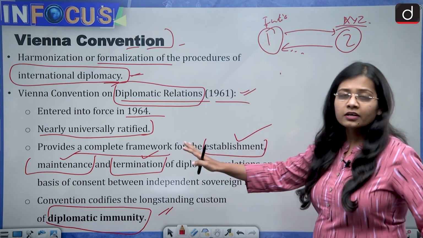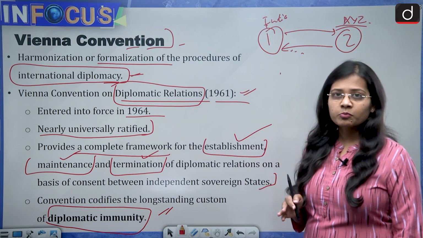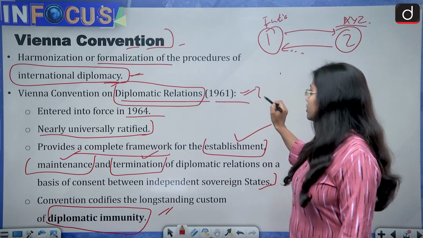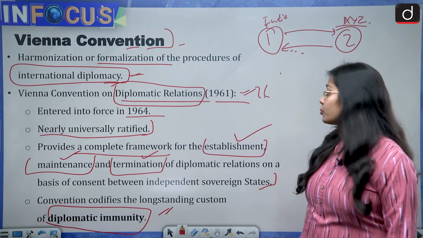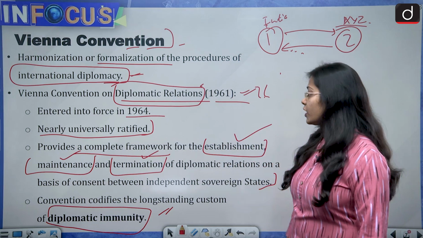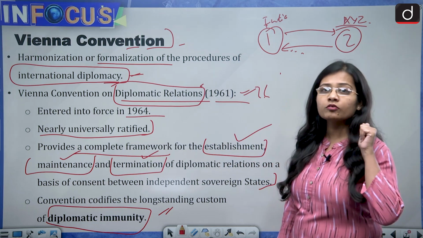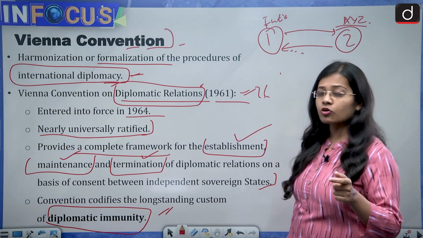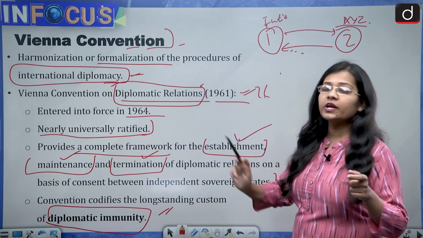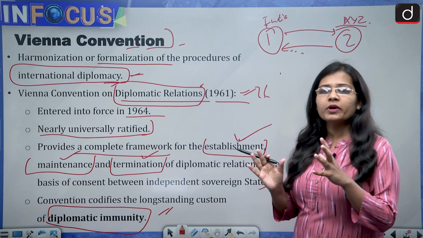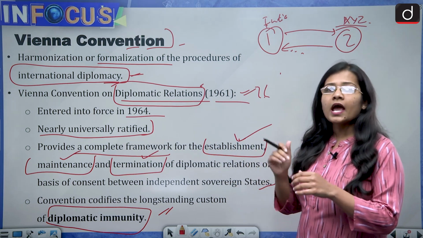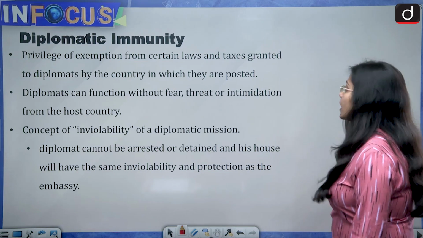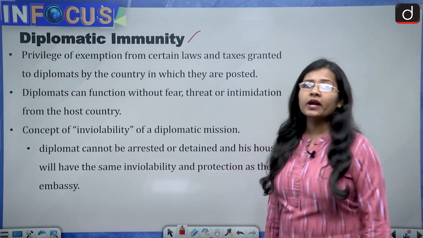So the incident that has happened in the United Kingdom has majorly invoked which convention? It is the Vienna Convention on Diplomatic Relations 1961, and you should know that it is a nearly universally ratified convention, and this talks about the establishment, maintenance and termination of the diplomatic relations between two countries, and the concept of diplomatic immunity comes under it. Now let us talk about what diplomatic immunity is.